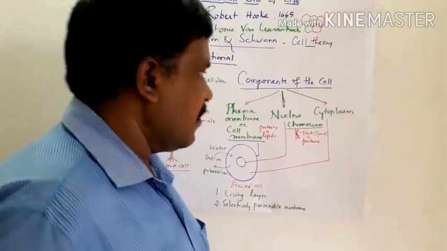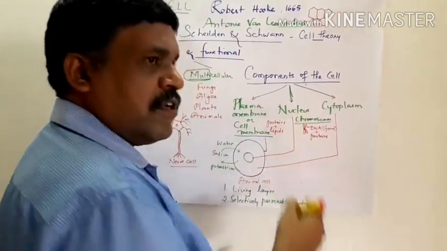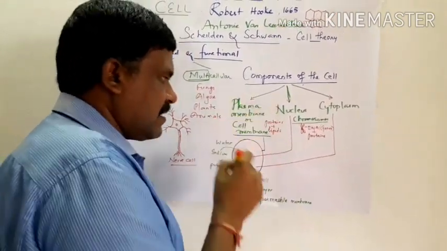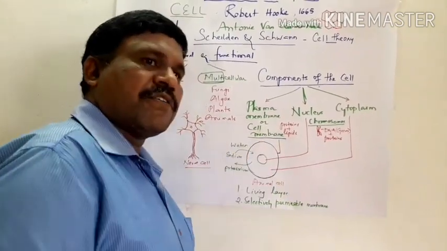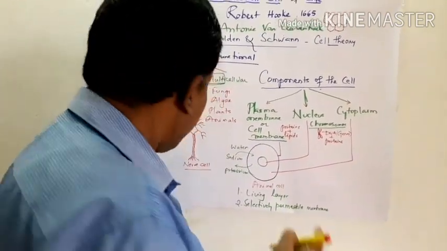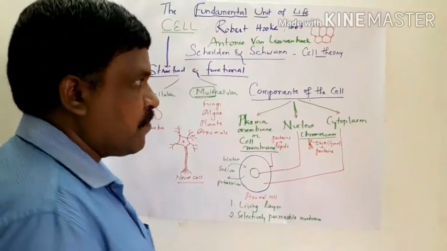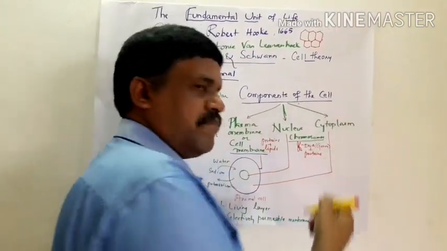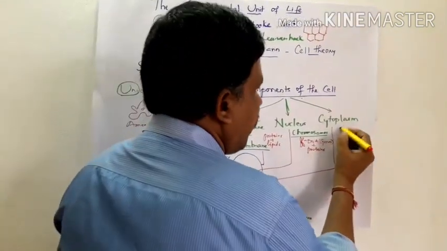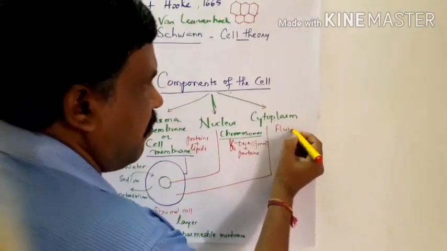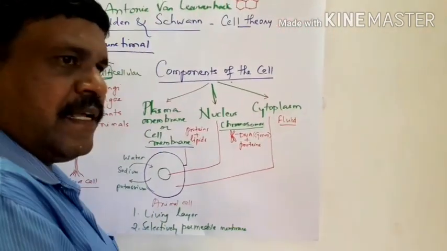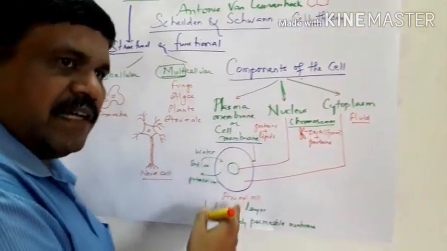Is it clear, my dear? So the chromosomes are present inside the nucleus, and they control the whole functions of the cell, and actually of the living organism also. Next, coming to the cytoplasm. It is a fluid-like substance that is present inside the cell.